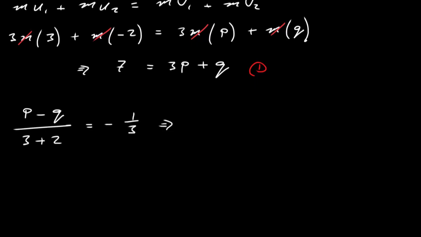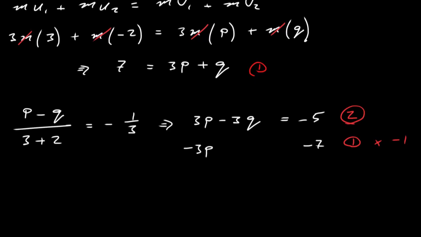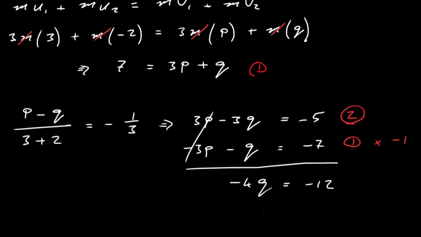So what we can do here is just cross multiply, and that'll give us 3p minus 3q is equal to 3 plus 2, 5, so that's just equal to minus 5. And that's equation number 2. So let's take equation number 1 multiplied by minus 1. That'll give me minus 7 here, and then minus 3p minus q, put a line underneath. I'll end up with minus 4q is equal to minus 12, or just q is equal to 3.